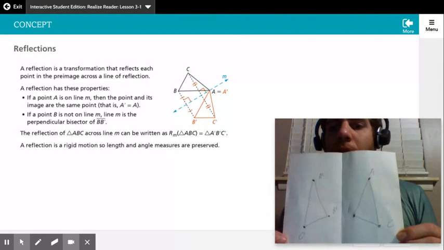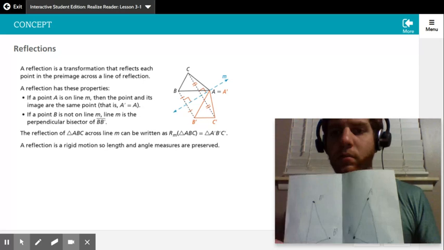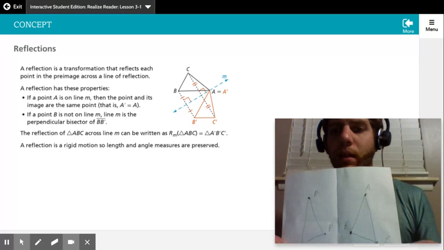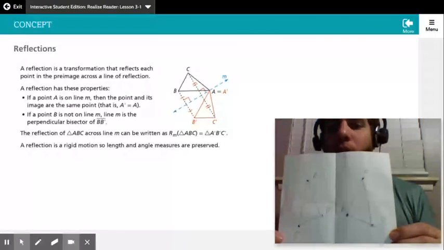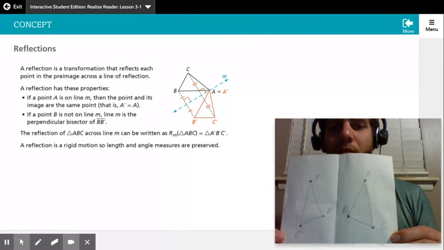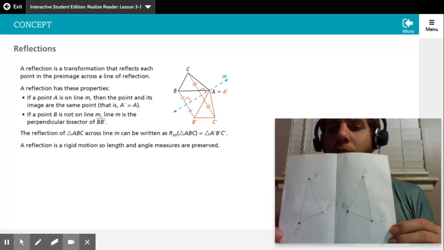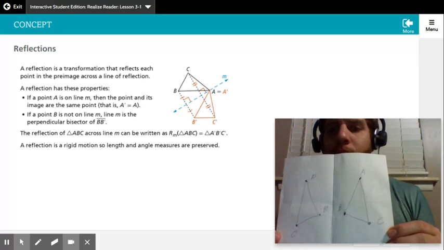A and A prime are equidistant. They're the same distance away from that line of reflection. B and B prime are equidistant from the line of reflection, and same thing with C and C prime. They're both the same distance away.